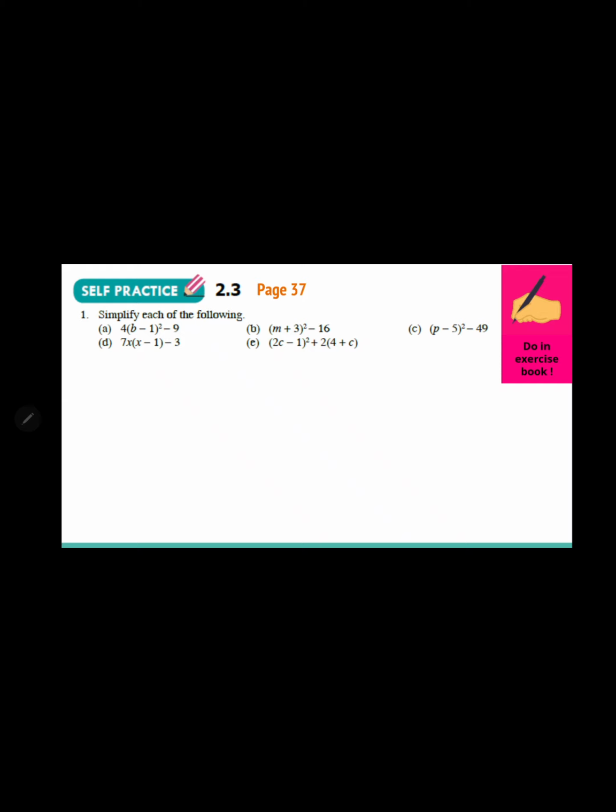Which one is the most difficult one? Normally the last one is the most difficult. But in this example, I think A, B, C is the same pattern. Okay, I do the last one, E. A, B, C, D you do. So 2C square means 2C minus 1.